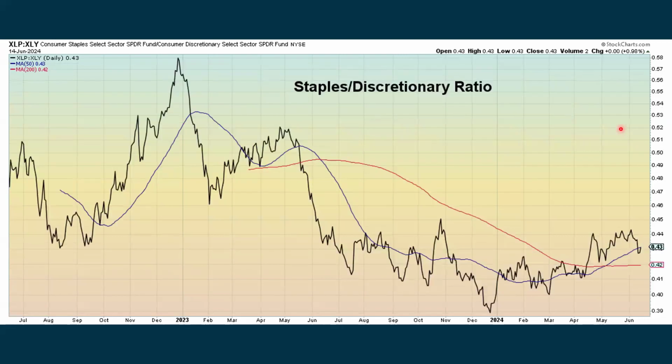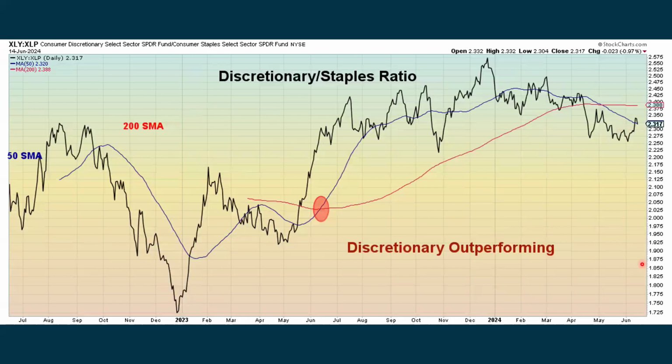Then we look at an inverse showing how staples are outperforming discretionary, even though this has been coming down lately. We want to see this go down on this chart, and on the previous chart, we want to see it going up to be more positive. And then here's a discretionary to staples ratio, again, showing how it's underperforming.